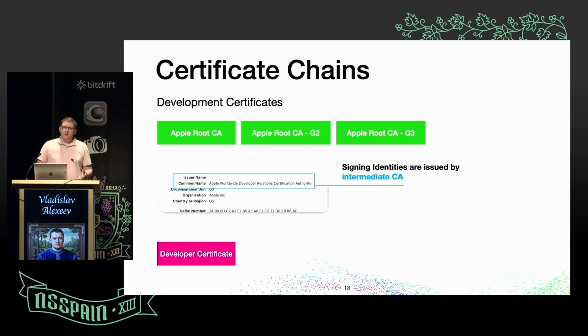However, the certificate that you use to sign is not a root. It's a leaf certificate, a developer certificate or distribution certificate. How does macOS ensure that that certificate is valid, that it can actually be used not only to launch the executable, but also to sign some code?